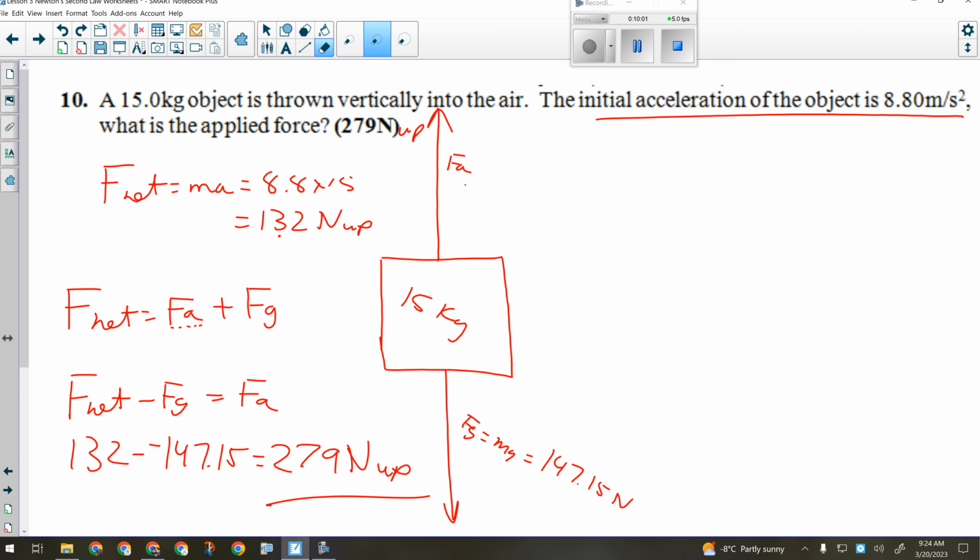Okay, does everyone kind of get what we're doing there? It's still the same two steps though. It's still m times a, and then the vector sum of all forces. Just sometimes we do them backwards. Okay, that's an example of doing them backwards. Any other ones you want to go over so far?